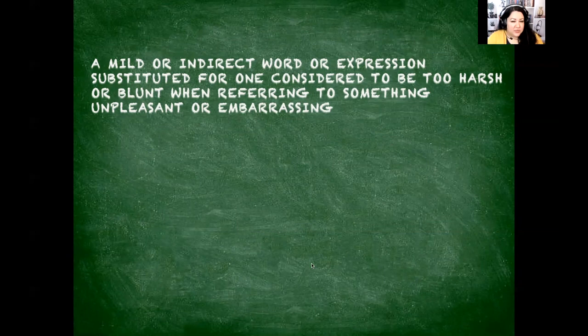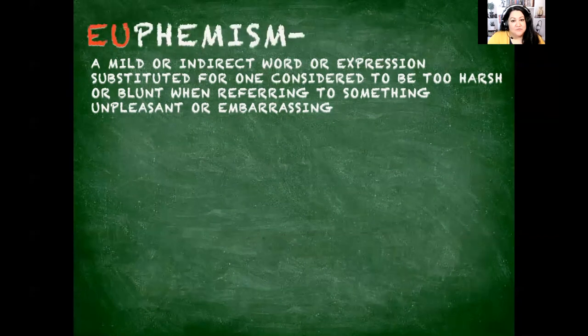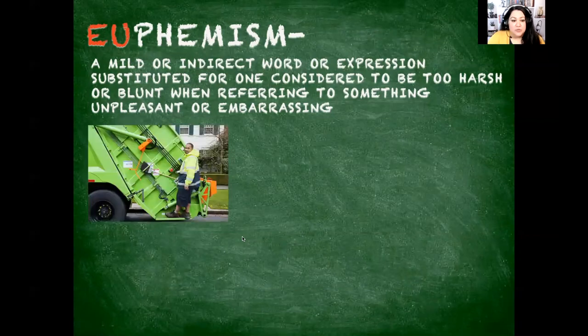A mild or indirect word or expression substituted for one considered to be too harsh or blunt when referring to something unpleasant or embarrassing. That's a lot of words in this definition, but it's basically just saying something nice instead of saying it meanly. This is called a euphemism. EU is the Greek root for good. So let me show you some examples.